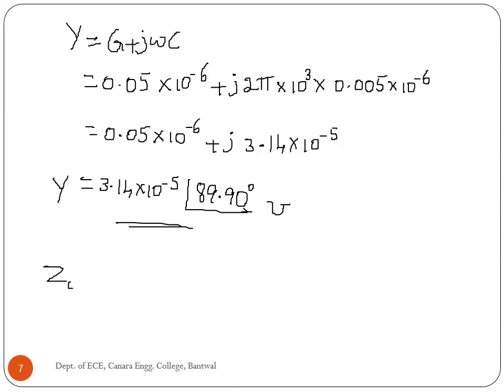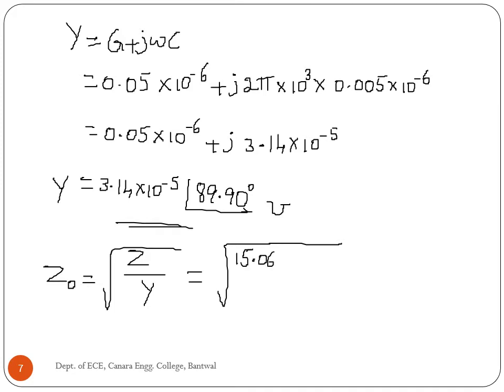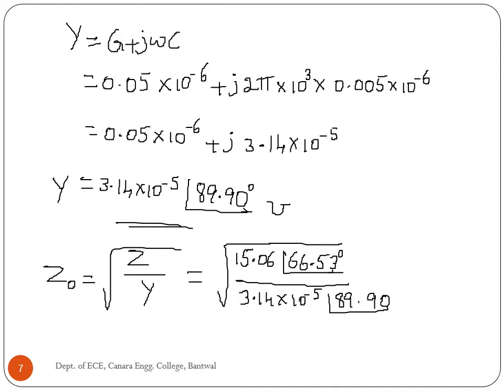Now we can find out Z0 by substituting the Z and Y values. Z0 is equal to the root of Z by Y, which is 15.06 angle 66.53 degree divided by 3.14 into 10 to the power minus 5 angle 89.90 degree.